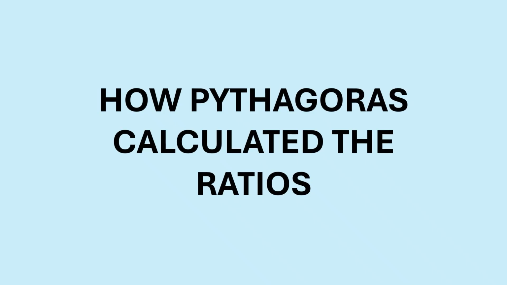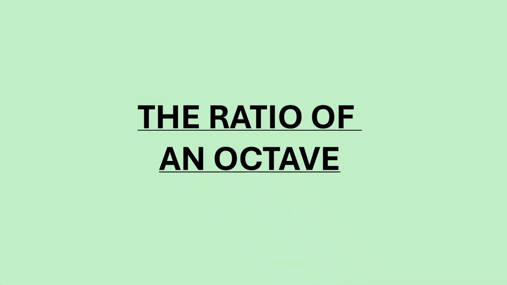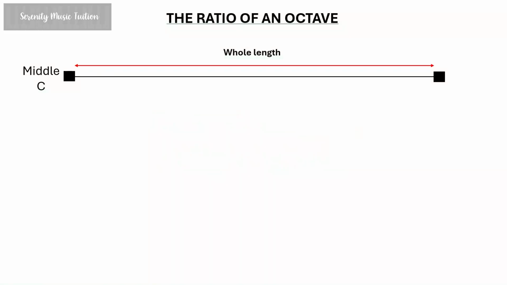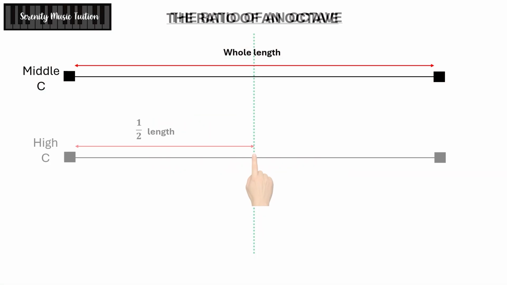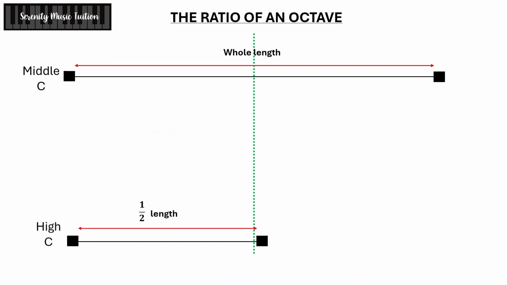So how did Pythagoras calculate these ratios? Let's begin with the ratio of an octave. Pythagoras started off with a string tuned at middle C. He realised that if he stopped the string at the halfway point, the note produced would be a high C, an octave above middle C. This would be the same as cutting the string to half the original length.